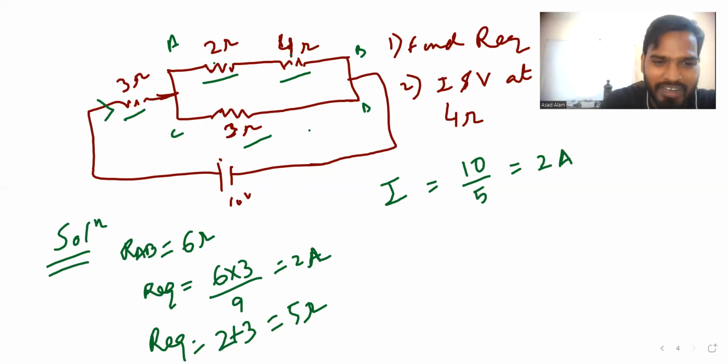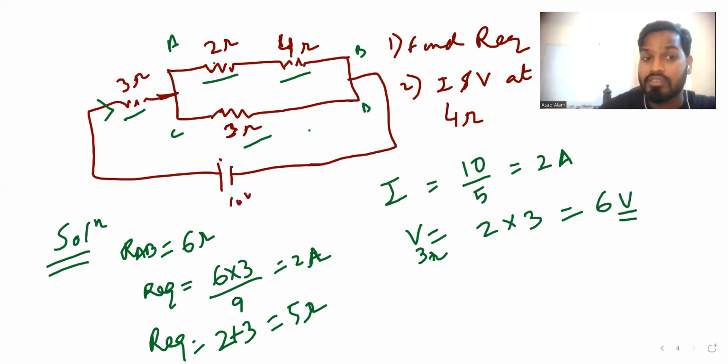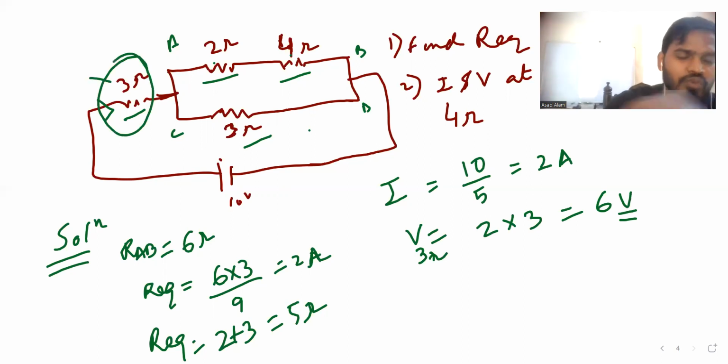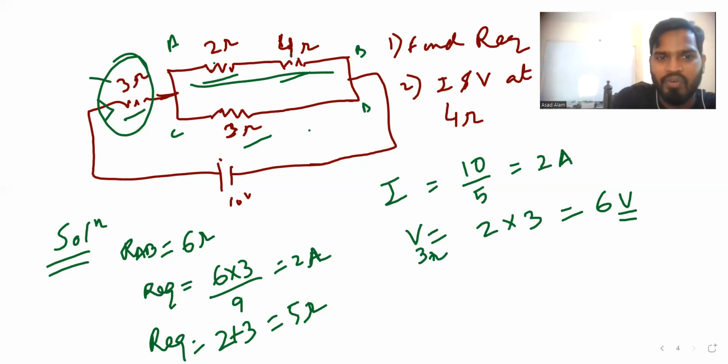So we can say now voltage is equal to IR. So voltage drop we are finding at 3 ohm. So we can say IR. I is how much, guys? 2. R is how much there? 3. So that is going to be 6 volt. Oh, 6 volt is already used in 3 ohm. So how much will go remaining? 4 volt here, 4 volt here.